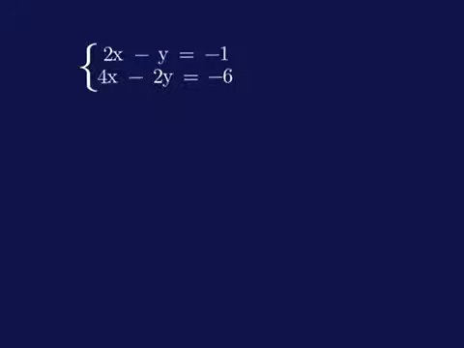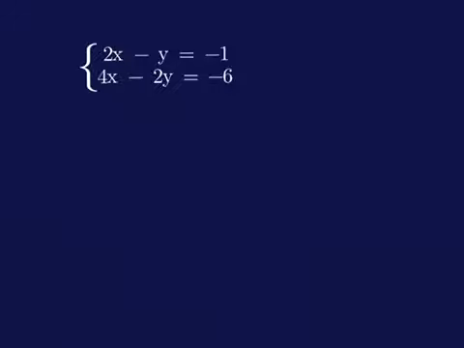For this last example, this is another one of those cases where I could either use substitution or elimination. Both of my equations are already in standard form, which means it might be easier to use elimination. I do have a coefficient of 1 on this top y here, so I could also use substitution if I wanted to. I'm just going to show you elimination again this time.